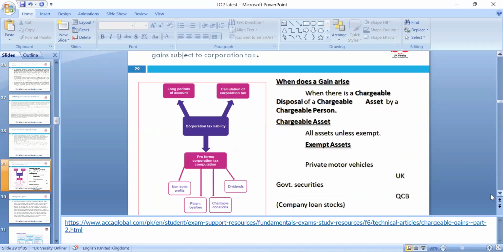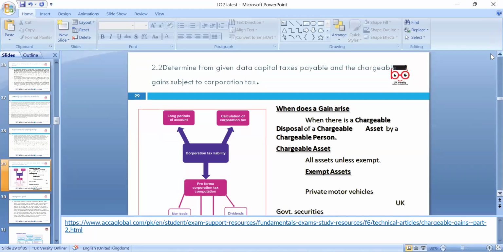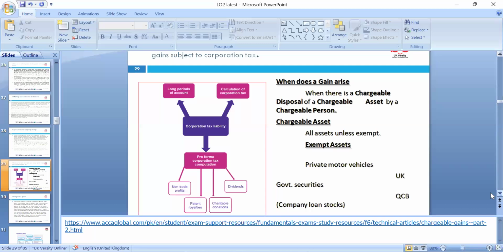So we can look around. That was the key, which we need to look around, incorporated and unincorporated business. What is the difference? Okay, so define the given data, the tax, capital tax payable on the chargeable gain. When we say chargeable disposal or chargeable asset by the chargeable person, all chargeable assets unless exempt in the UK, like a motor vehicle for private use, can't be charged corporation tax or gain tax on it. We can keep it separate.